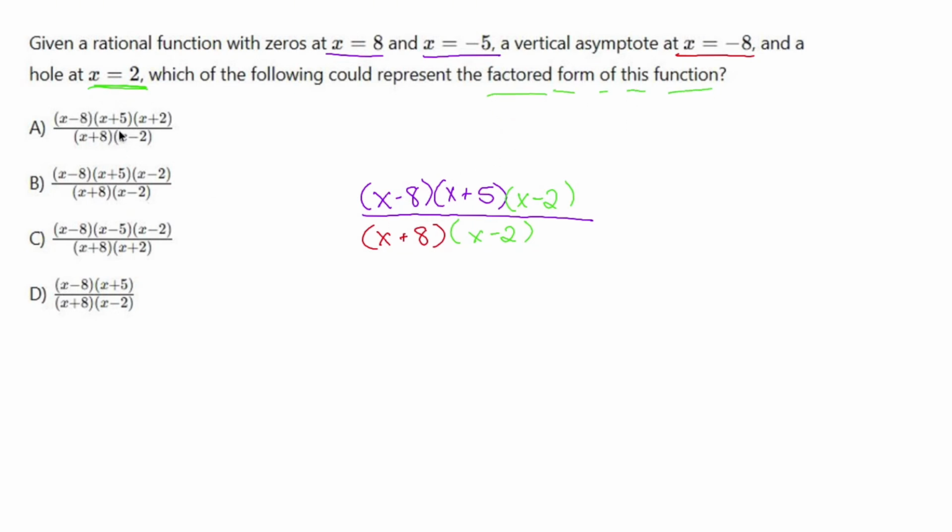So x minus 8, x plus 5, x plus 2, nope. X minus 8, x plus 5, x minus 2, check. X plus 8, x minus 2, check. B is going to be my guy. Now let's just double check the others.